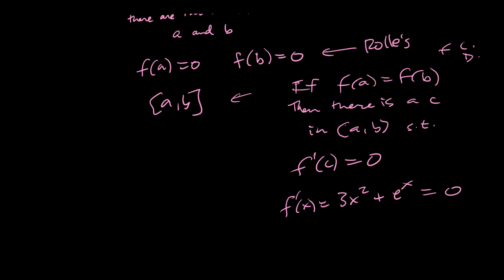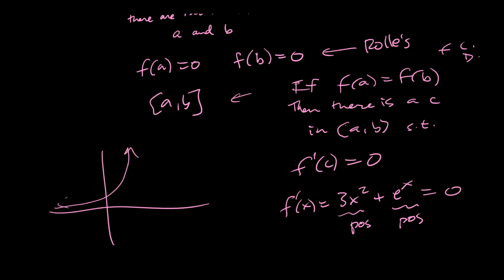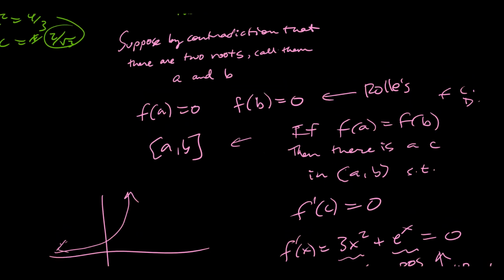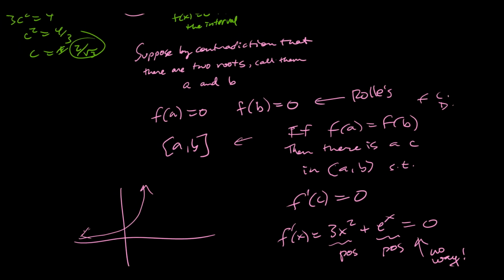Well, the problem is 3x squared is always positive, and e to the x is always positive, because 3x squared is a parabola, and e to the x looks like this. It's always positive. So this can never happen. No way. So since that can never happen, the assumption that there are two roots doesn't hold at all.